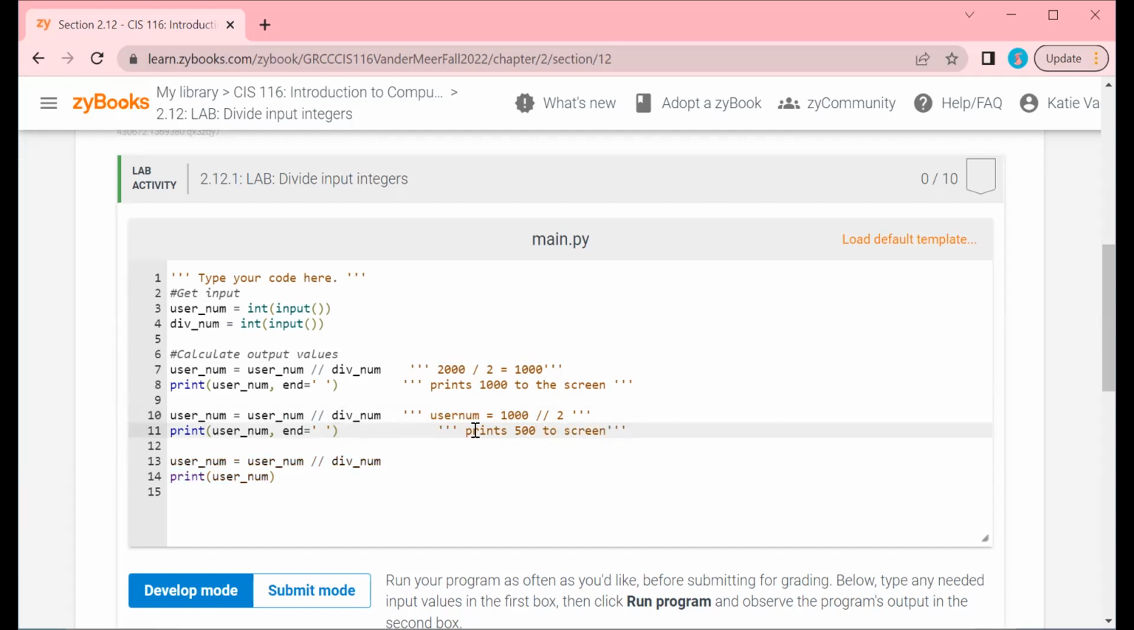And every time that I hit this statement, because it says do it 3 times, every time I hit this line of code, it reassigns user number to a new value. So now user num doesn't equal 2000 like it started. It went from 2000 to 1000 to 500. And on this one, it's 500 floor divided by 2, which happens to come out to another whole number. So it would print 250.